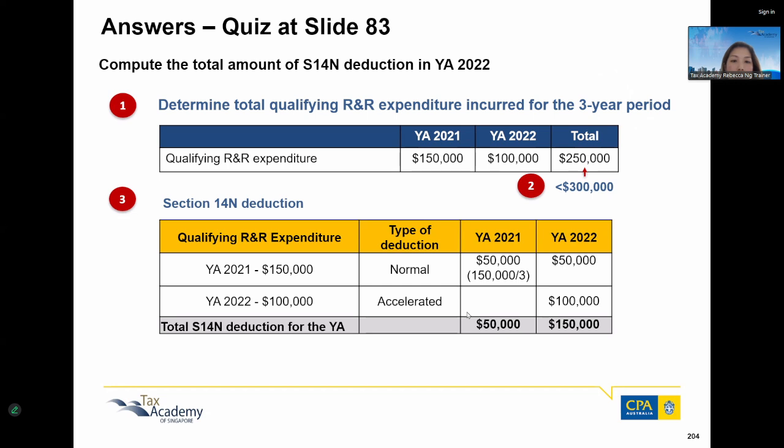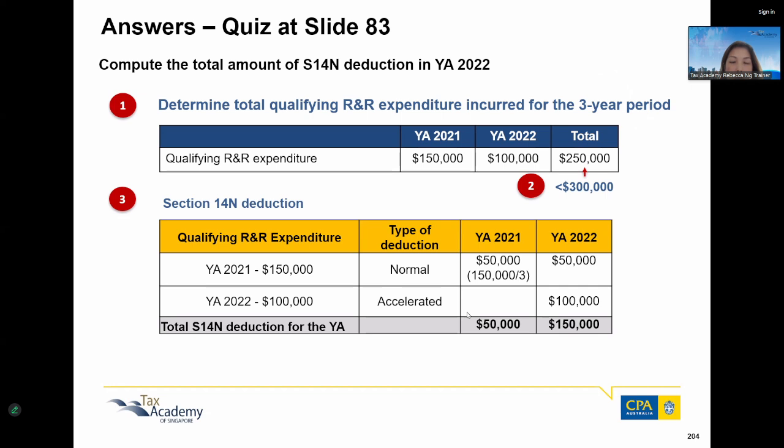So for YA 2021, it will be claimed over 3 years: 150,000 divided by 3, so 50,000 in year of assessment 2021, 50,000 in year of assessment 2022, and 50,000 in year of assessment 2023. For YA 2022, there's a 100,000 qualifying R&R expenditure. Okay, so we can claim the full amount in the year itself.